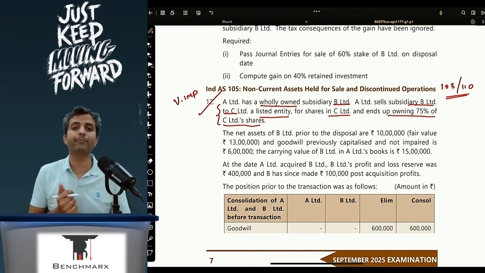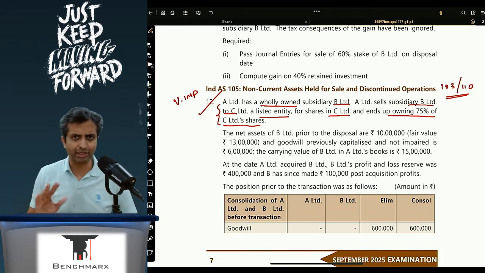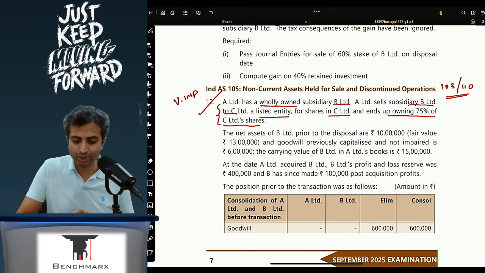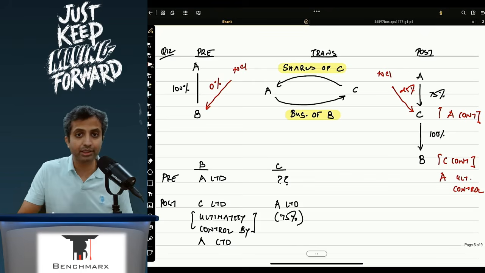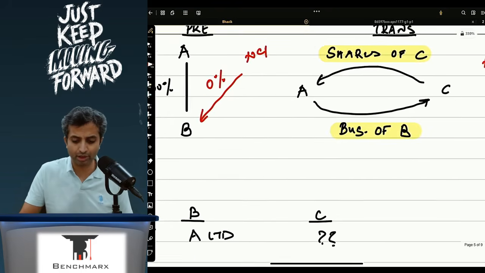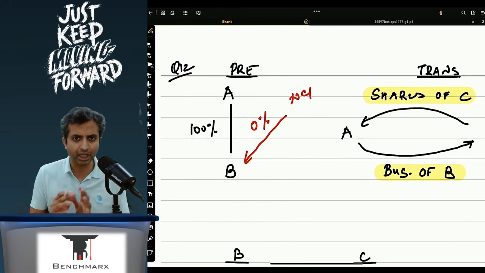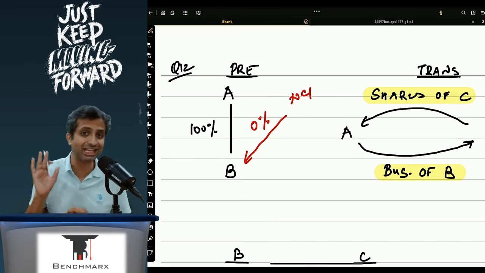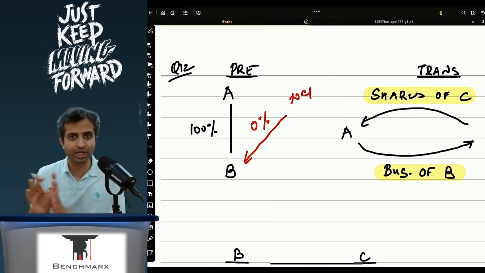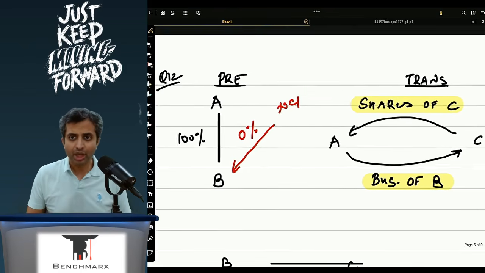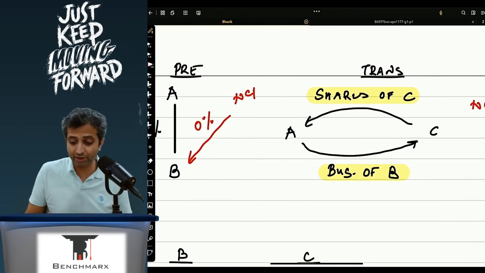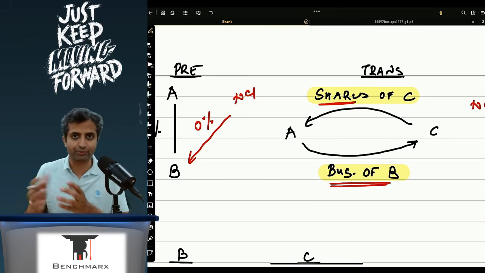Now this is what makes this question very interesting. So what you'll try to first figure out is, what is the position of this company before the acquisition. There is a company A which owns 100% in B, which means there is no other entity owning anything else in B. I have a 100% stake, 0% is held by the NCI. Now this transaction says that A will give up its business of B to a company C, and in return C gives shares of C to A.